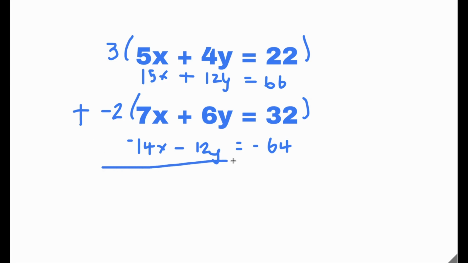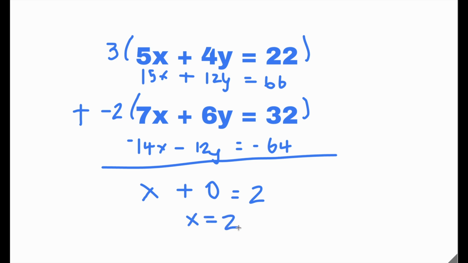So now I can add these two equations together. So 15x plus negative 14x is just going to give me x. And then I have 12y plus negative 12y, which is just going to give me 0. And then I have 66 plus negative 64. And again, this is just going to be the same as saying 66 minus 64. So that's going to give me 2. So now I know that x equals 2.